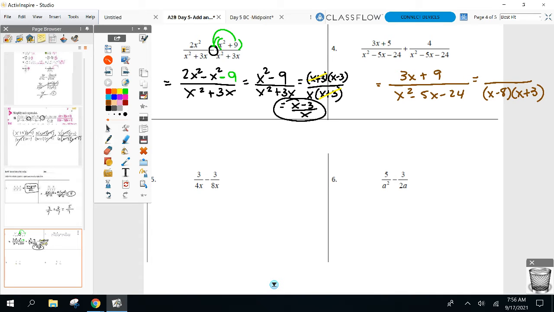And you can take out a 3 from the top, and be left with x plus 3. Yep. You want to keep going? You can cross out the x plus 3. There you go. So final answer.